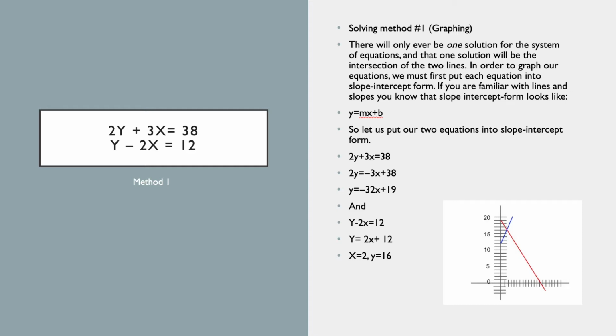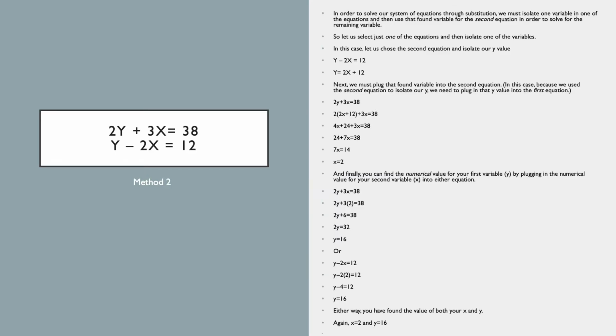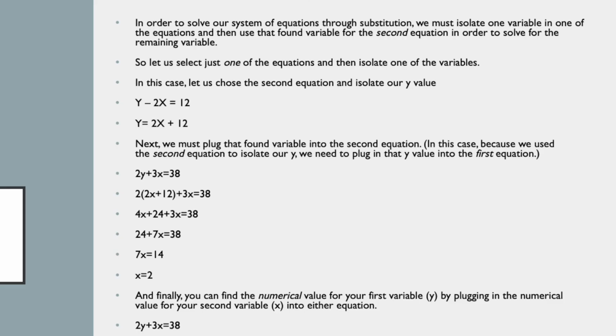You may be wondering, if we were to use the other methods, would we still receive the same answer? So let us try and see if that statement is true or not. Now, using our second method, we're going to test whether substitution gives us the same answer. In order to solve a system of equations through substitution, we must first isolate one variable in one of the equations, and then use the found variable in the second equation in order to solve for the remaining variable.